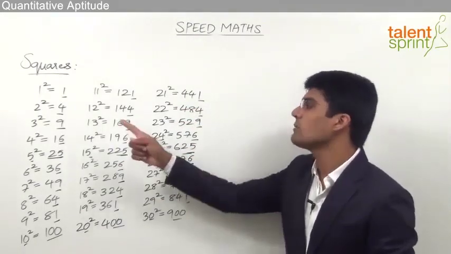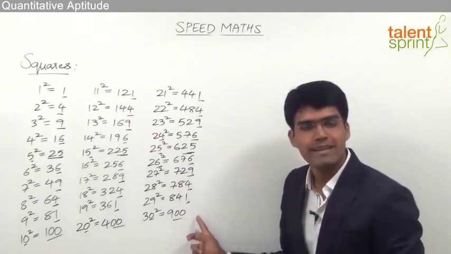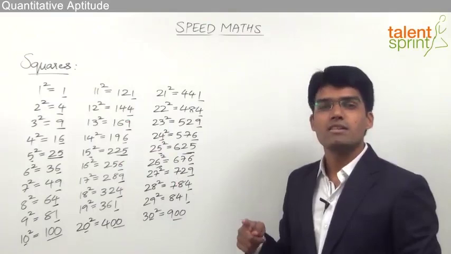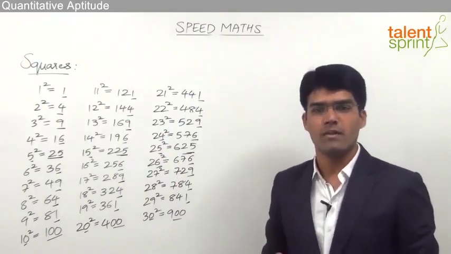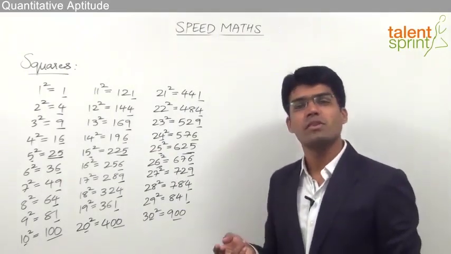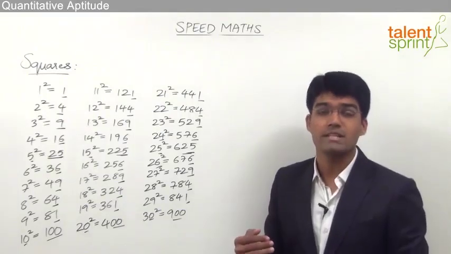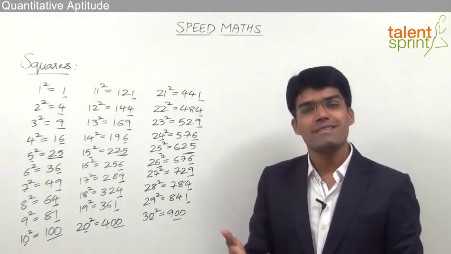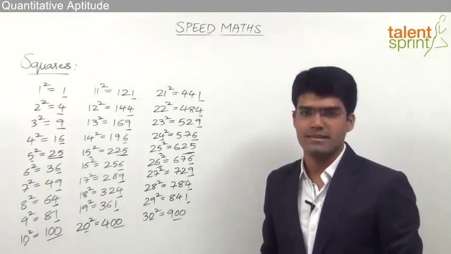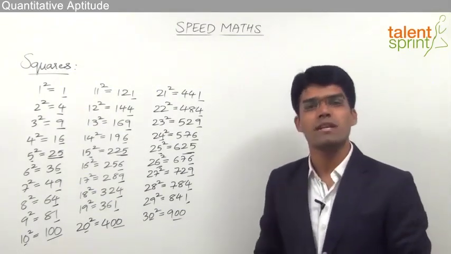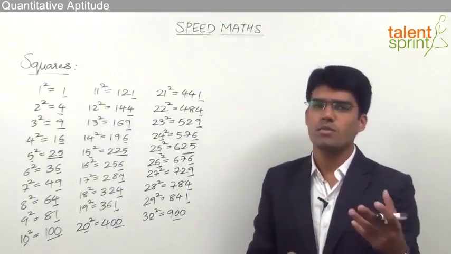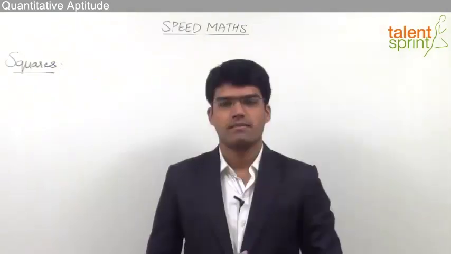So make sure that you remember all the 30 squares perfectly and also remember the pattern. Whenever a number ends with 1, square root ends with 1 or 9. When a number ends with 4, square root ends with 2 or 8. When a number ends with 9, square root ends with 3 or 7. When a number ends with 6, square root ends with 4 or 6. When a number ends with 5, square root ends with 5. And whenever a number is ending in 0, even number of zeros, the square root will also end with 0.